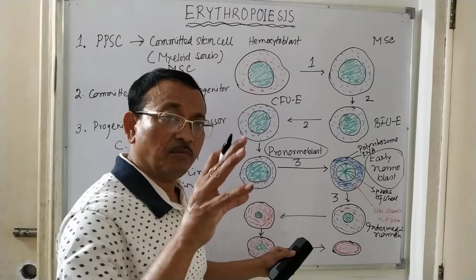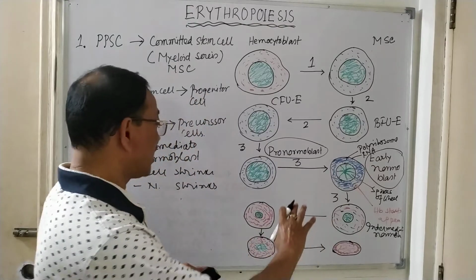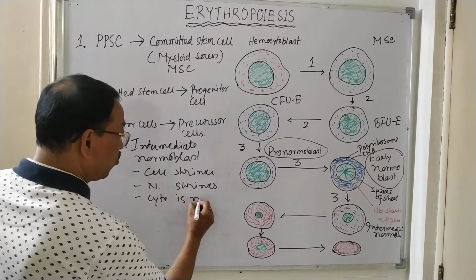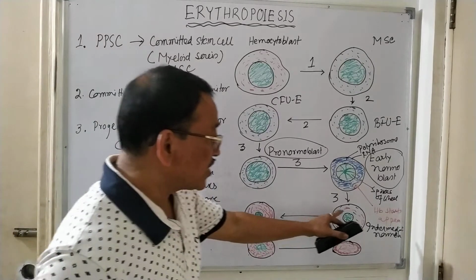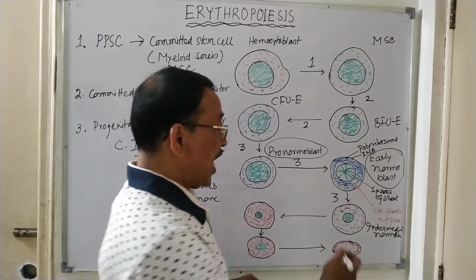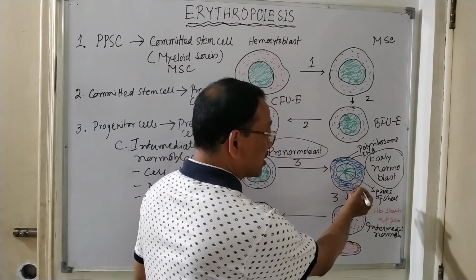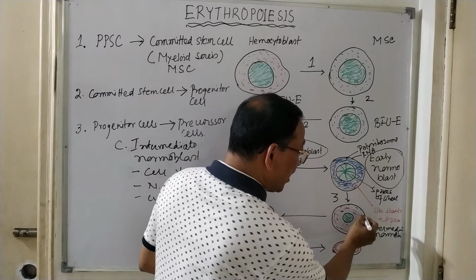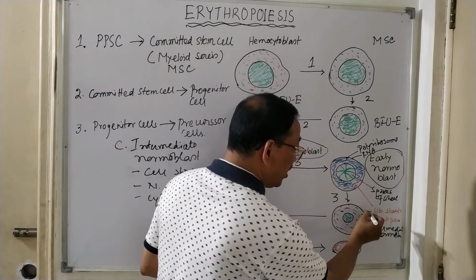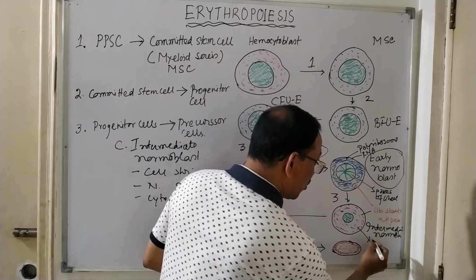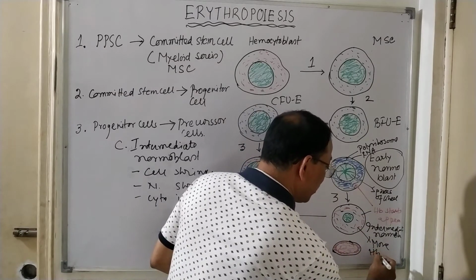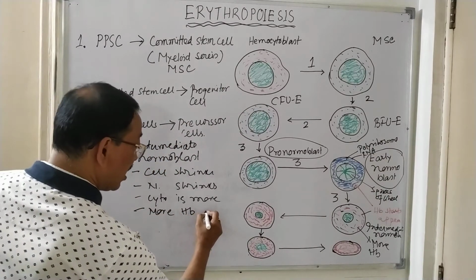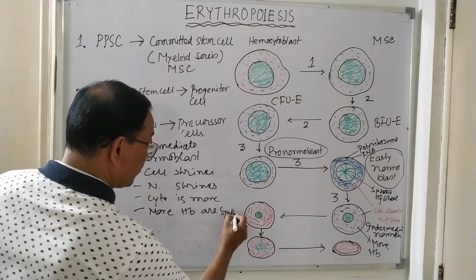The size of the nucleus becomes very small, and rather the cytoplasm is more. In the cytoplasm, what has happened? As I told, in the late part of the early normoblast the hemoglobin starts appearing, so now there will be more synthesis of hemoglobin. Here you see the red color concentration is much more, so more hemoglobin is synthesized.